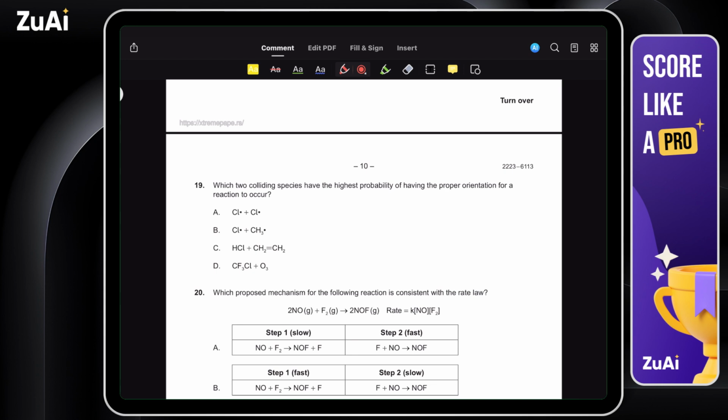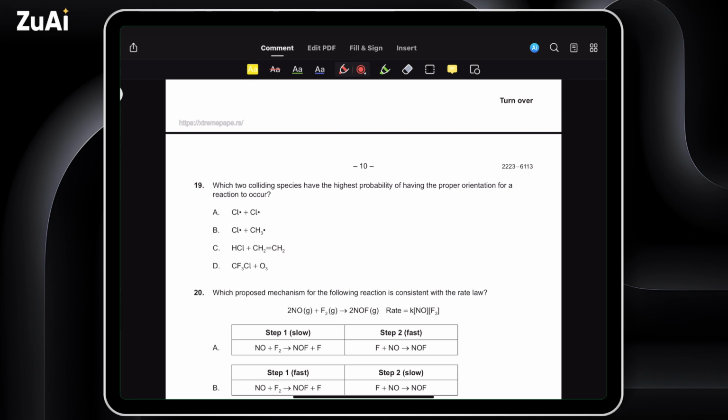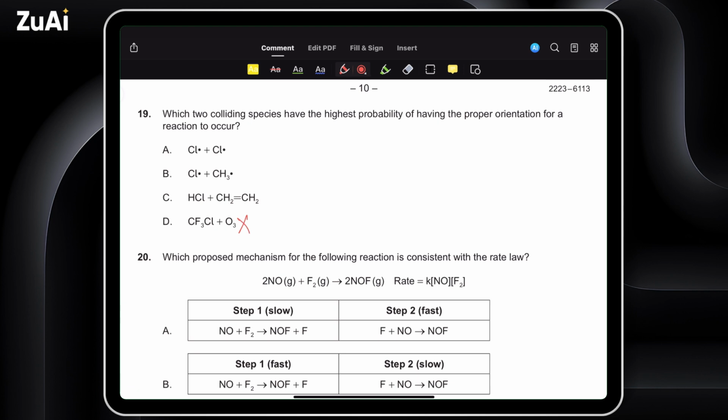Which two colliding species have the highest probability of having the proper orientation? You know what orientation means, like when the reaction is going to take place easily. So molecule is not the option. So the answer should be from A and B, highest probability of having proper orientation. Now those atoms which are more similar, with similar molecules, with similar shape, with similar geometry, that's why A is the answer.